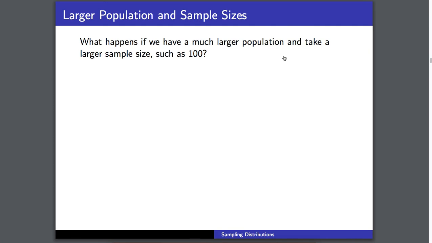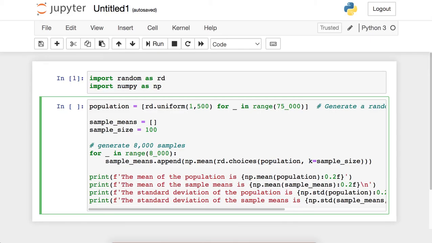In our video, we had 4 laptops as our population. However, what happens if we have a much larger population and then take a larger sample size, such as a sample of 100 at a time? So I have a program here to simulate that.